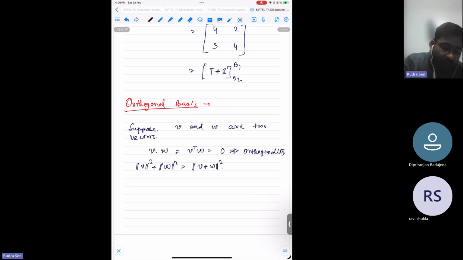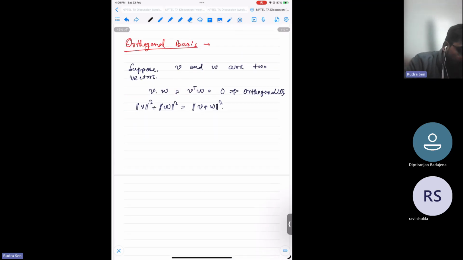Now, as we have studied in the previous discussion as well, there are four spaces, four subspaces, right?